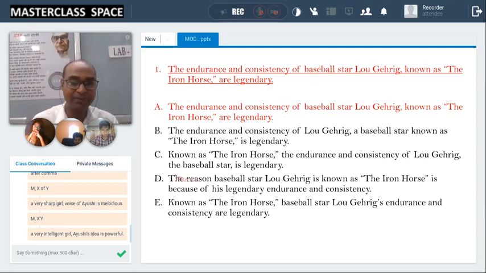Option D was wrong, not because of modifier or subject-verb agreement, but because both have been used in the same sentence. All right. Now you are left with A, B, C, E. Can you pick another option?